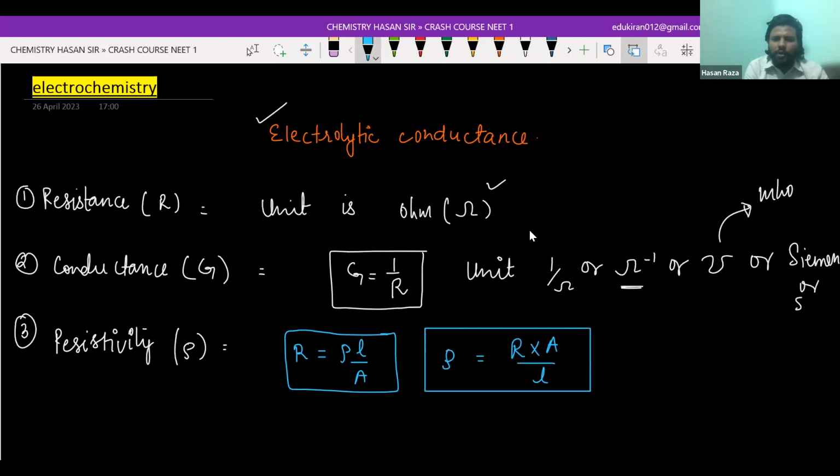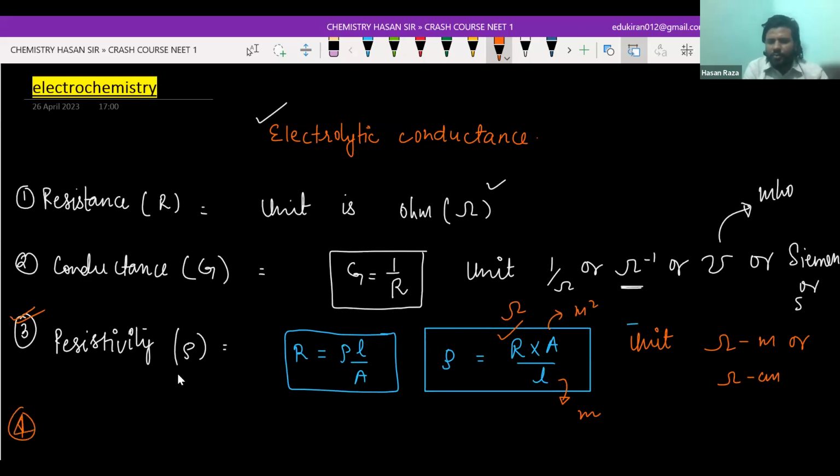And if you are going for the unit, you can see resistance is ohm, and here it is area, which means meter square or centimeter square, according to the requirement you can take. And this is your meter. So the unit will be either ohm meter or ohm centimeter. And this is also a property of any conductor.